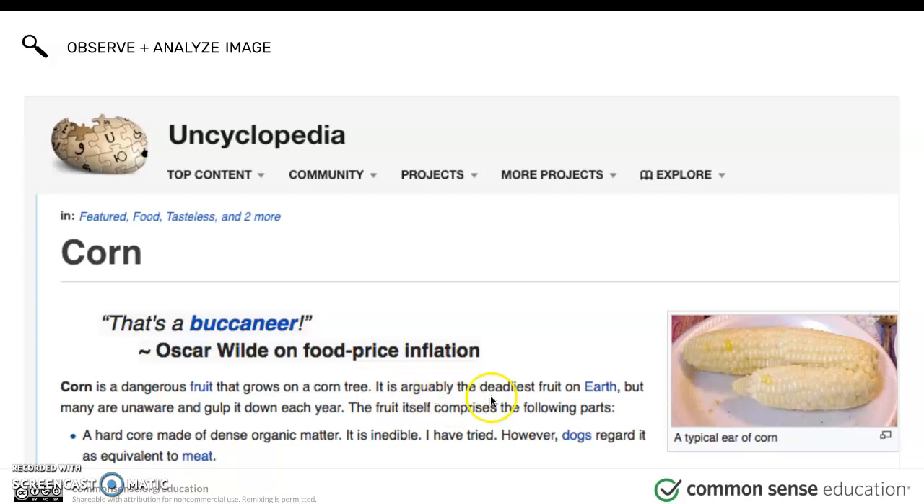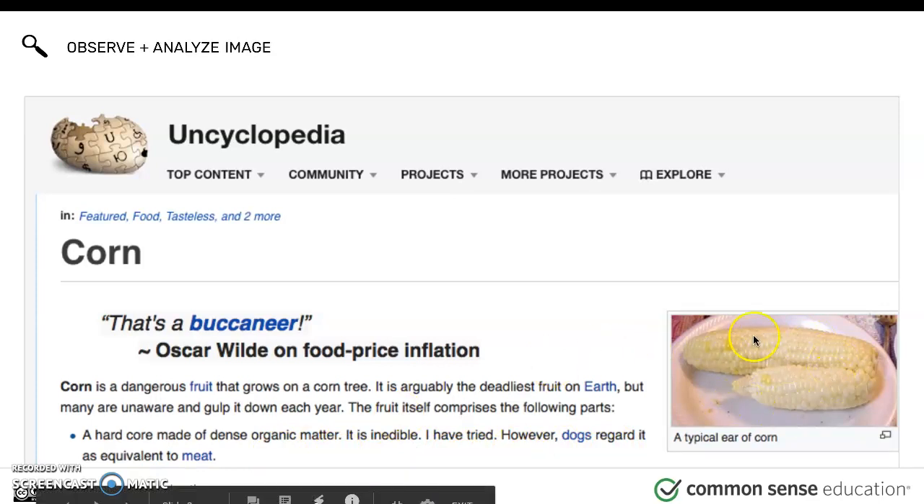And it's saying it's the deadliest fruit on earth, but many are unaware and gulp it down each year. So it tells you dogs think it's like meat. This is a picture of a typical ear of corn, which is not what corn actually looks like. So it's really important when you're using different websites to actually read the article and see if what it's saying is true or not.